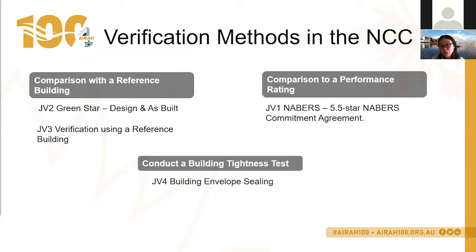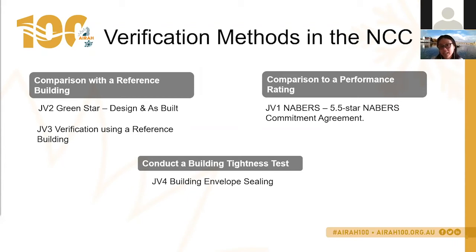We also have new categories for verification methods. And the first one is comparison to a performance rating. So that's when you take a NABERS pathway. So using JV1, which is a NABERS commitment agreement, which requires you to conduct energy and thermal modeling. Effectively, what you need to ensure you have is you have a 5.5-star NABERS commitment agreement signed, and that is administered through the NABERS administration, which is run by the New South Wales Department of Planning, Industry and Environment, DPIE.